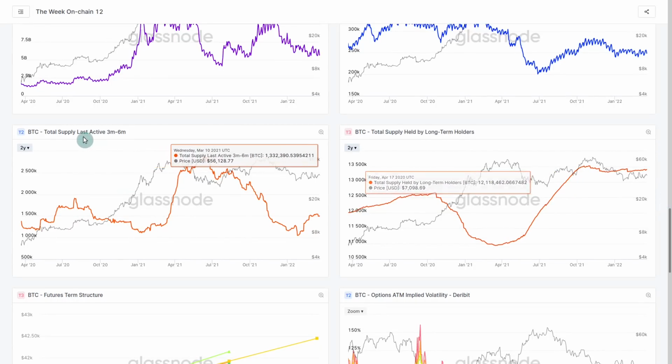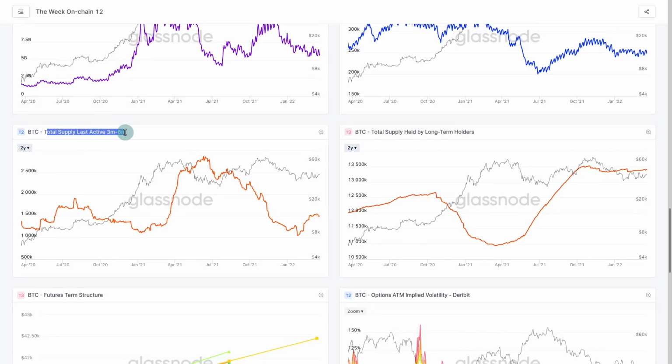So that's where we jump across to something like the total supply last active 3 to 6 months. Now, this is actually one of the HODL wave bands for people who've been using the HODL waves. This is essentially extracting all those coins that are within that 3 to 6 month band. Now, what I like to do is when we get to 3 months, they're coins that have seen some volatility. In fact, coins that are 3 months old have seen all of this drawdown.